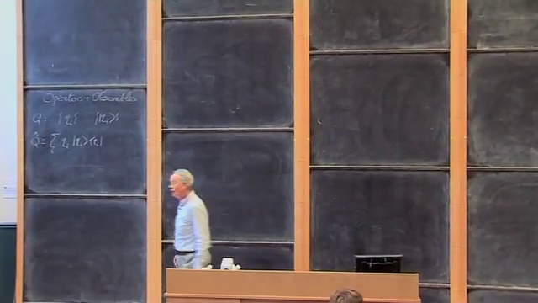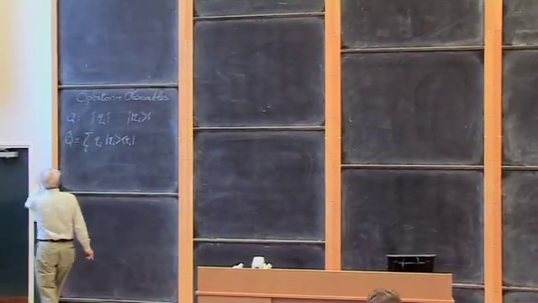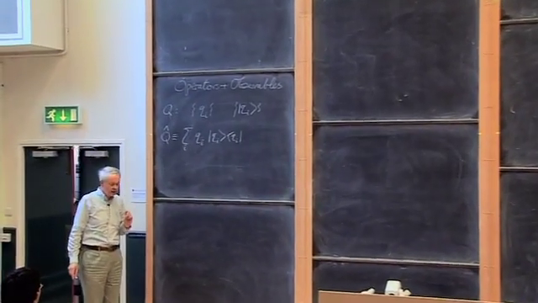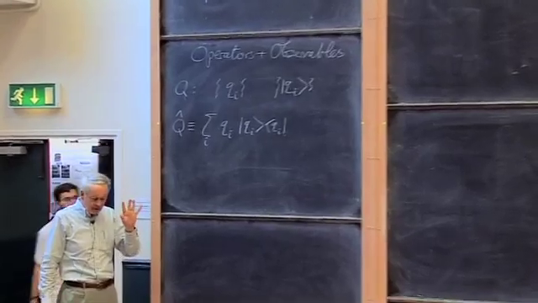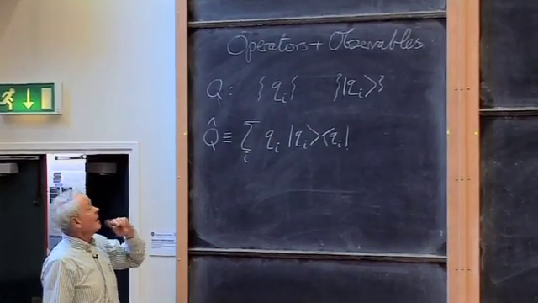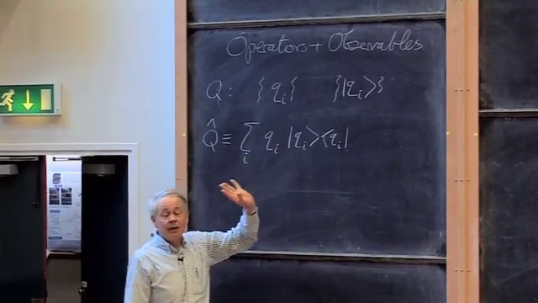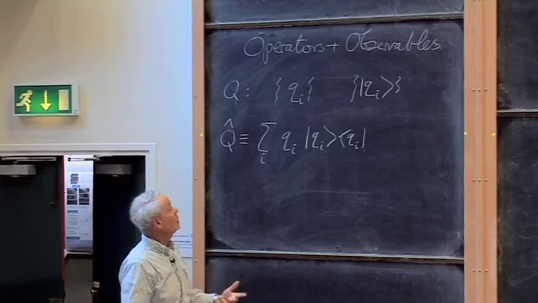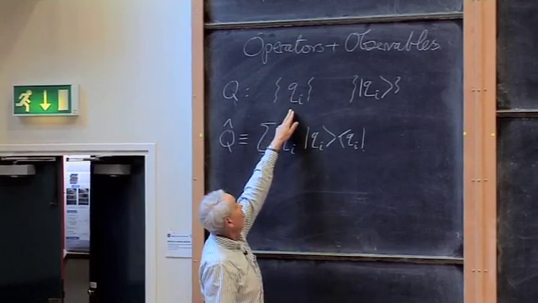Okay, so on Friday, we began looking at operators, the connection between observables and operators. So the observable is the primitive, the starting point of our discussion. An observable has a spectrum. In other words, there are possible values you can get when you measure this observable. So an observable is something you can measure. So it has possible answers.